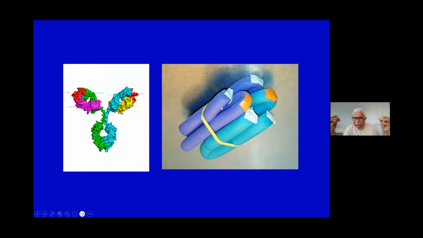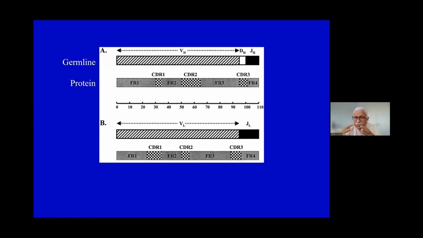If I were to expand this, take out that rubber band and allow the styrofoam tubes to be flat, this is what you would see. You would see the interspacing between the framework region, which is the conserved region, and CDR1, CDR2, and CDR3, which are not continuous on the protein molecule. This protein is encoded by the germline DNA, which has three major components, variable, diversity, and joining, and we'll look at that a little bit more in detail. And the light chain has the variable and the joining gene. They don't have the diversity domains.